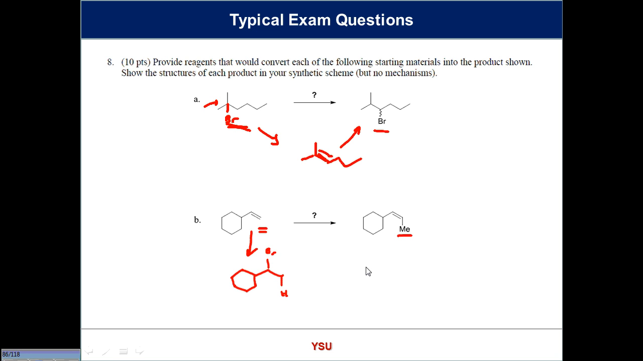Okay, so you make this. Then what do you do with that? What do you mix that with? NaNH2, how much? Excess. Then what do you do to that? Very carefully you put some water in, because guess what? That's an acid-base reaction.